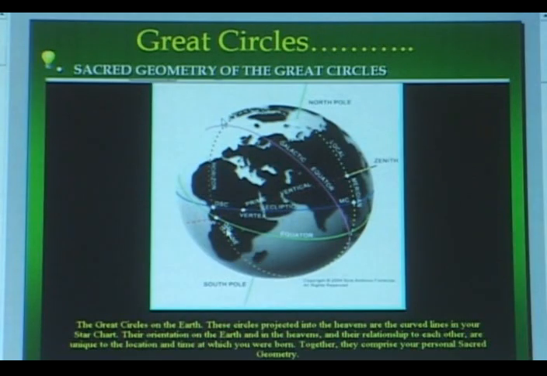So all these intersections are basically projected into the heavens and create our star relationships, our orientation, and all the relationships to each other. Basically, they're unique based on your horizon. So depending on where you are on the Earth and the globe, your horizon will also be another great circle. And these basically make up our personal sacred geometry.